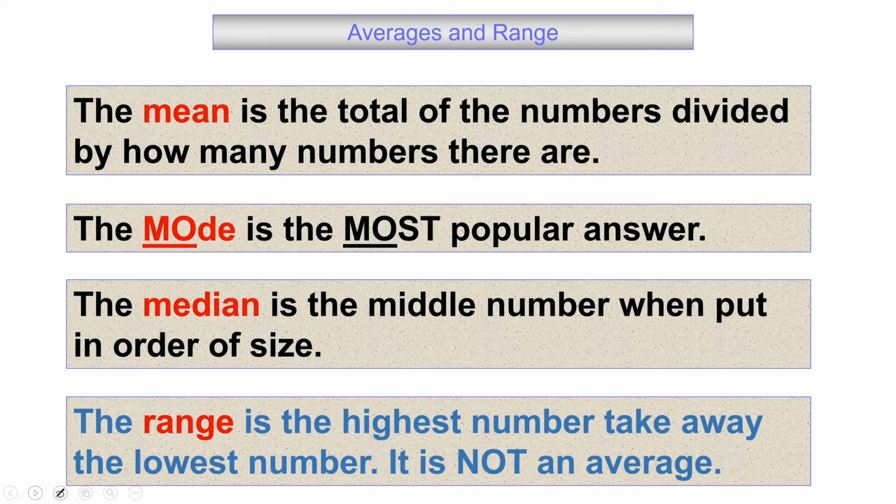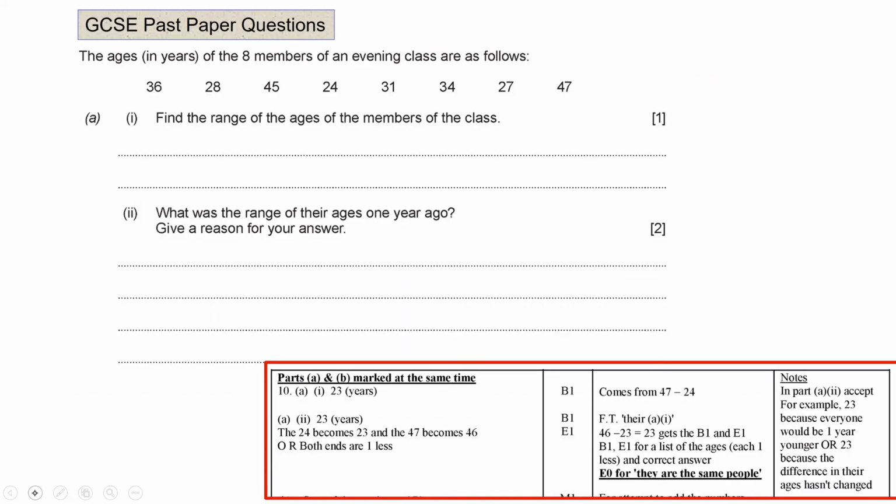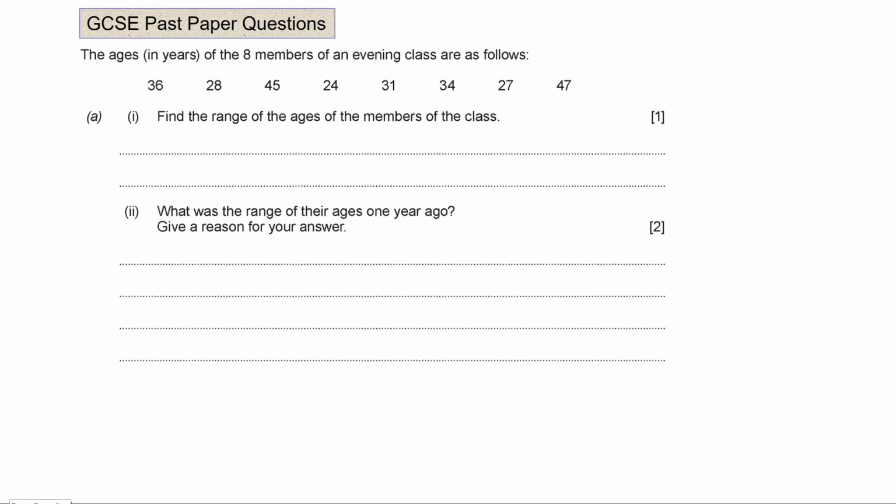Here then we have some GCSE past paper questions, and I'd like you to have a go at these. So if you get yourselves a piece of paper and a pen, write out the question, try it out, and then when you're ready, press play and I'll be going through the answers with you.